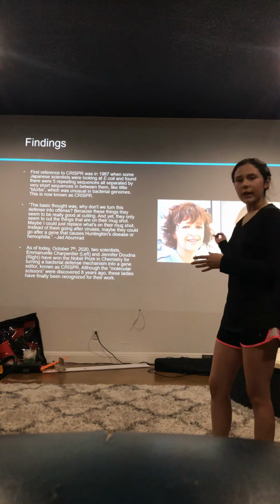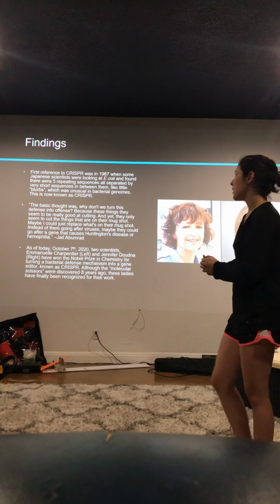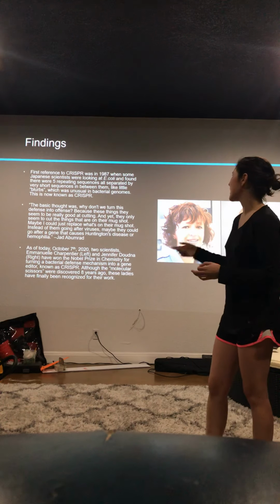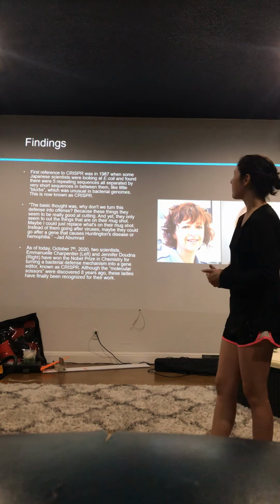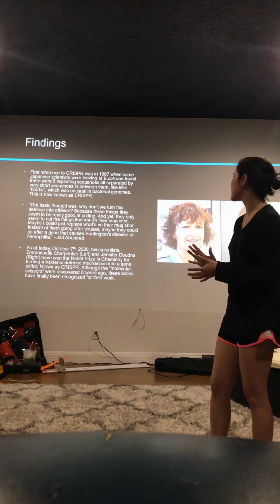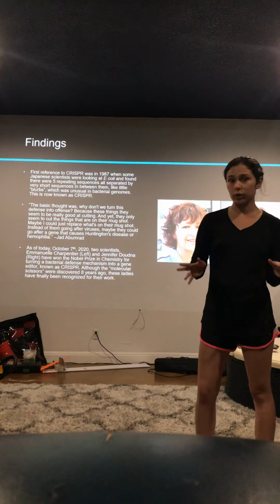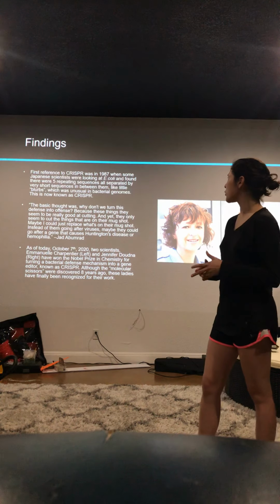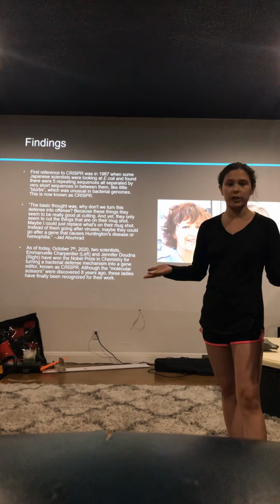These are the two ladies that discovered CRISPR in the first place. But the first reference to CRISPR was in 1987, when some Japanese scientists were looking at E. coli and found there were 5 repeating sequences, all separated by very short sequences in between them, like little blurbs, which is unusual in bacterial genomes. We now know this today to be CRISPR.